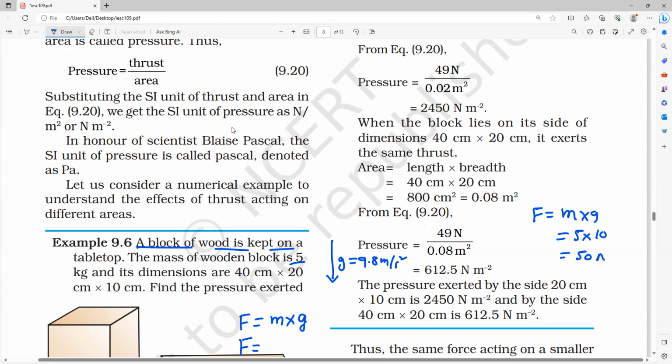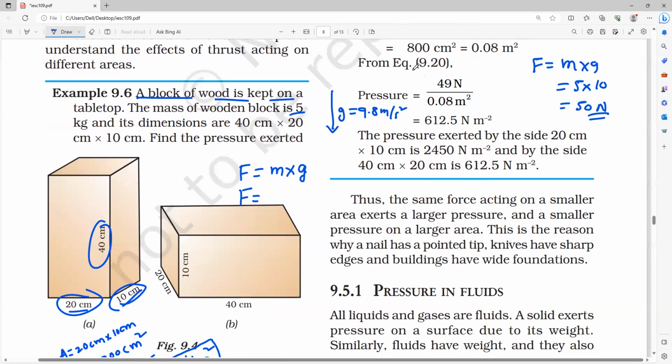So how much is it? 50 newtons. Because we are on Earth, it is 9.8. If it is on the moon, what will happen, guys? You have to multiply 5 with 1.63 meter per second square, which gives the force in newtons. So like that, you have to first find the force and then substitute it in the pressure formula.